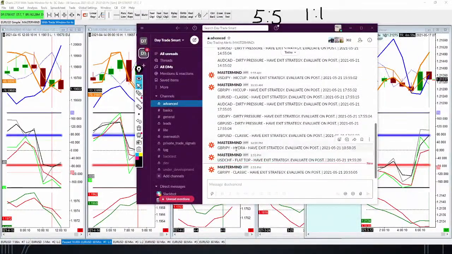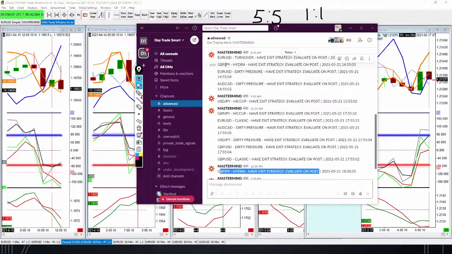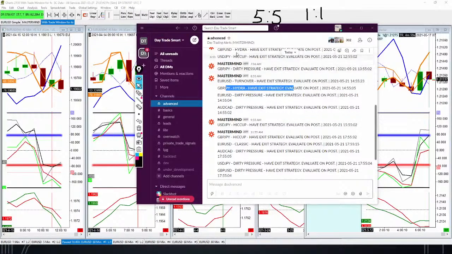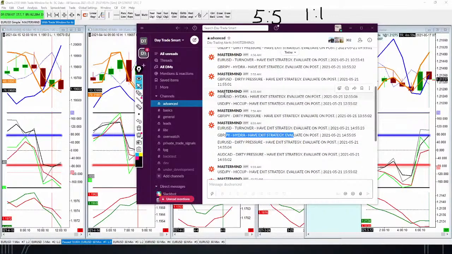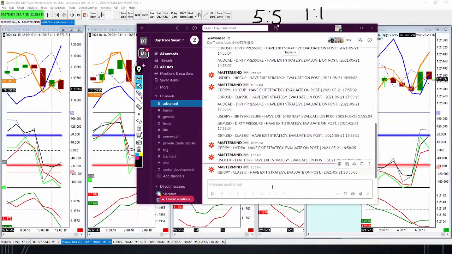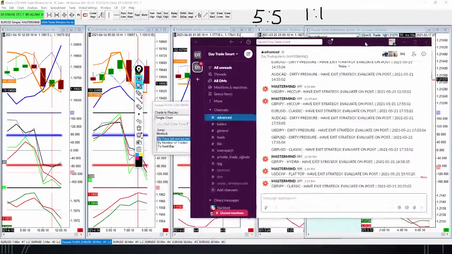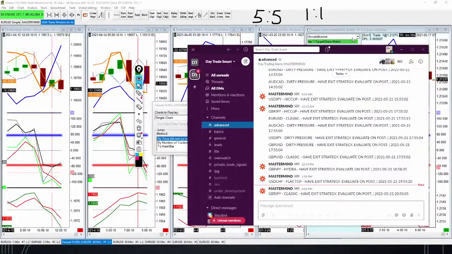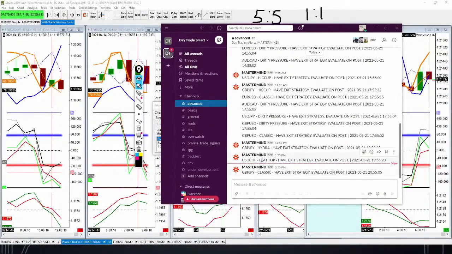Okay, and we'll look at the ones that we got today. There's a hydra. This is from today, and there's a hydra, and there's a hydra. Okay, so we got a couple. Right there. So we'll look at those in just a minute. But right at that point, because this is the Euro USD, then instead of GBP JPY, it'd say EUR USD Hydra.